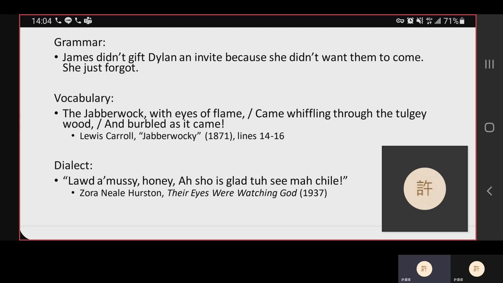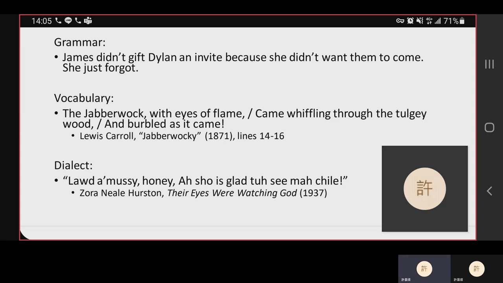Jabberwock has a capital J, so you know that this is some kind of person or creature, right? The Jabberwock has eyes and it can move, right? It came. So it's probably like some kind of monster. As it came, it whiffled through the tulgey wood. Wood here is a word that means forest. So it came whiffling through the tulgey forest. Okay, so whiffling sounds kind of like whistling. It sounds kind of like a sound to describe movement.